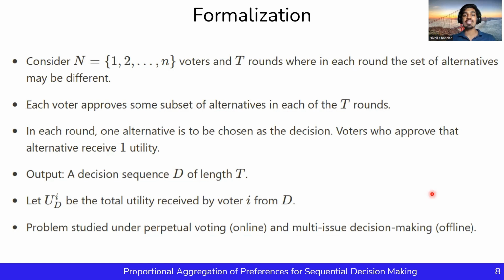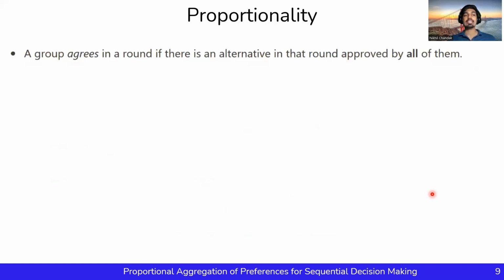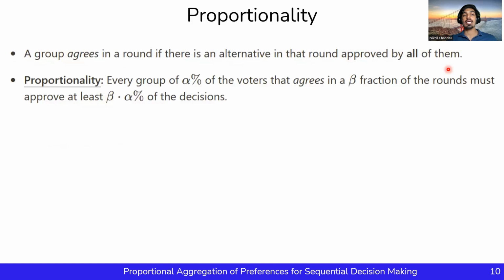Now that we have formalized our problem setup, let's see how we can formalize fairness from the ideas of proportionality. We say that a group agrees in a round if there is an alternative in that round which is approved by all of them. Based on this, we can now state the central idea behind all of our proportionality axioms, which is the following: any group of alpha percentage of the voters which agrees in beta fraction of the rounds must approve at least beta times alpha percentage of the decisions.